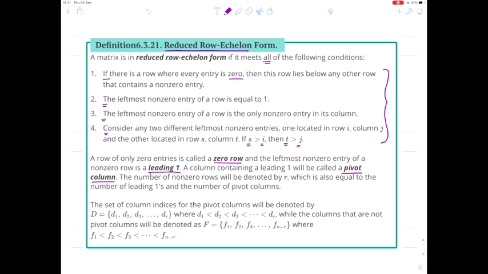And the number of non-zero rows will be denoted by R, and it's also equal to the number of leading 1s and the number of pivot columns. Don't get too hung up on this. The technique that we want is going to become pretty straightforward. You can also have a read for this, but it's not super important.